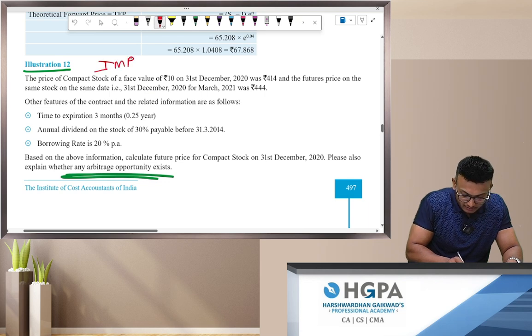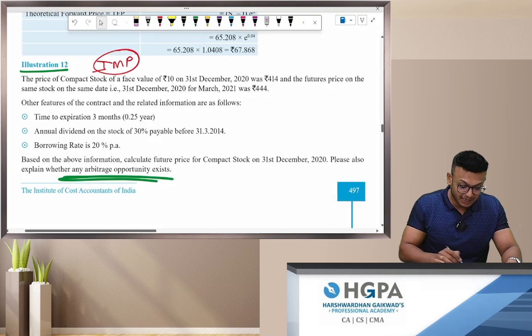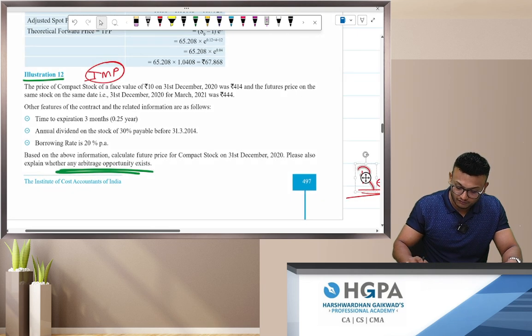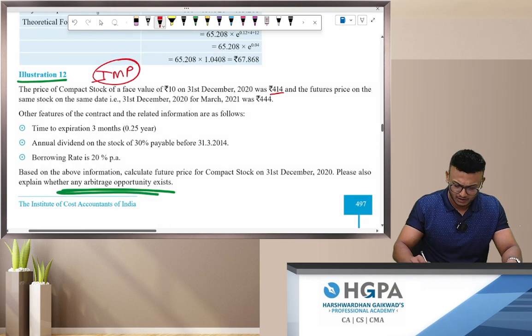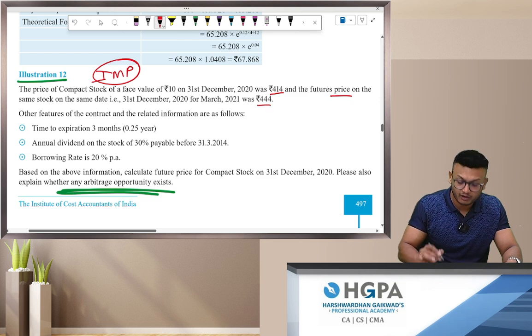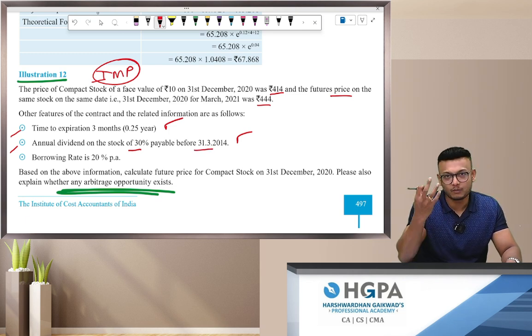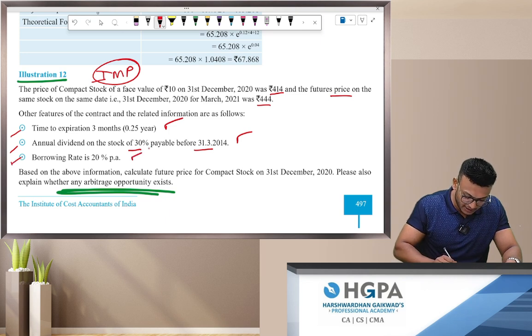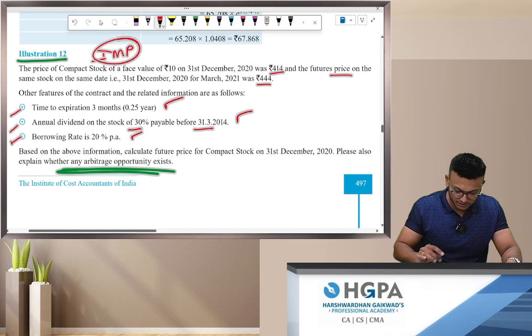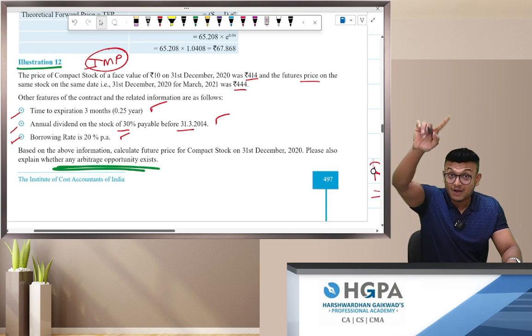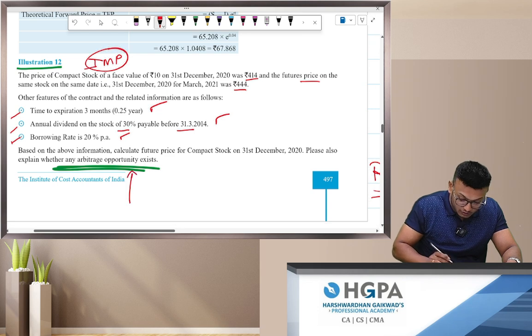Okay. The price of a compact stock of a face value of rupees 10 on 31st December was 440. Future price on the same is 444. Time to expiration is 3 months. Annual dividend is 30% payable before 31st March. It's always payable on your face value, so 3 rupees will be the dividend. Borrowing rate is 20% per annum. Based on this information, compute the future price for compact stock on 31st December. Please also explain whether any arbitrage opportunity exists.